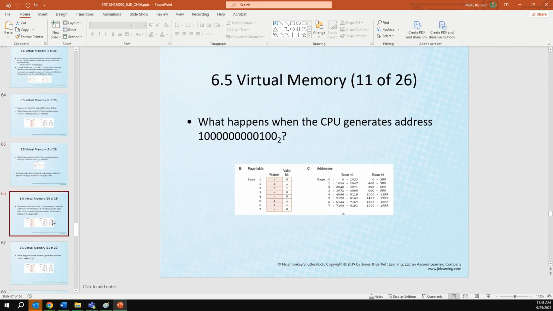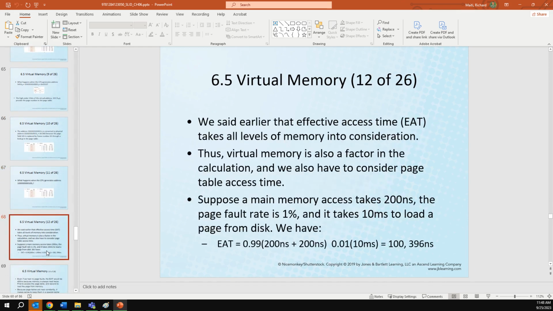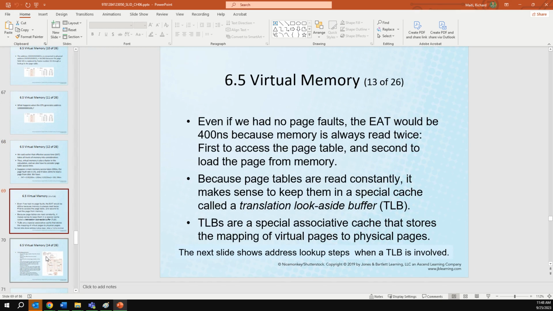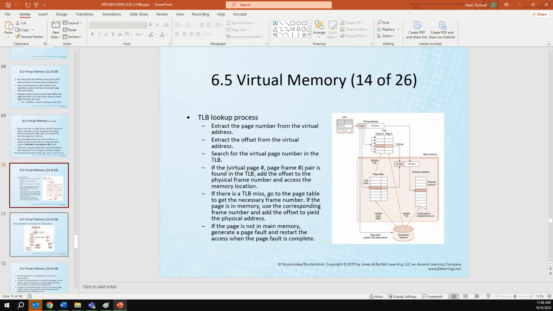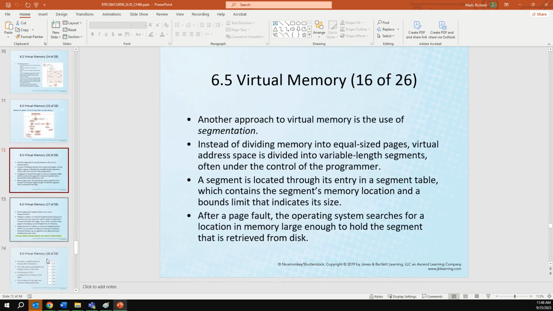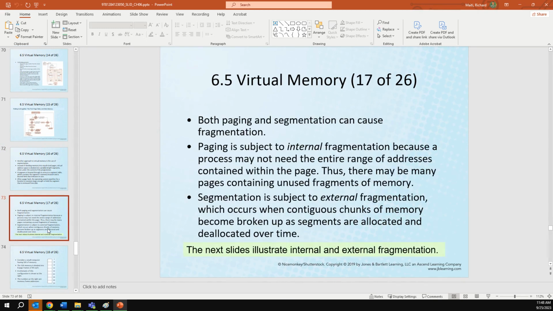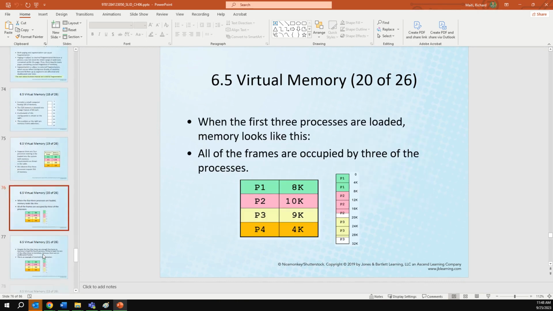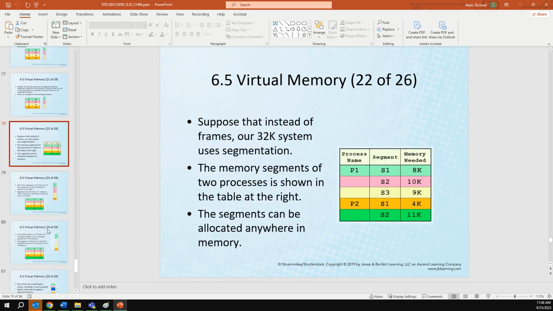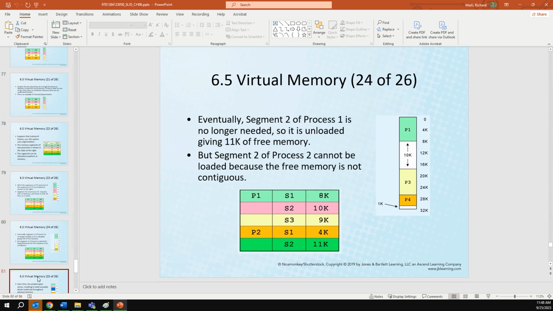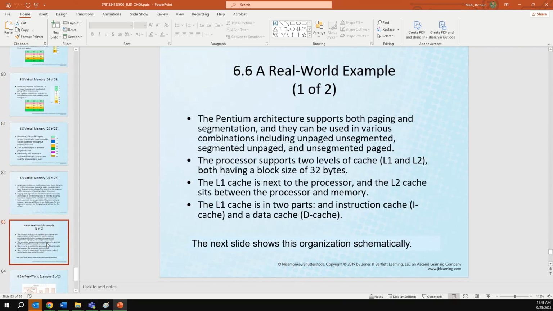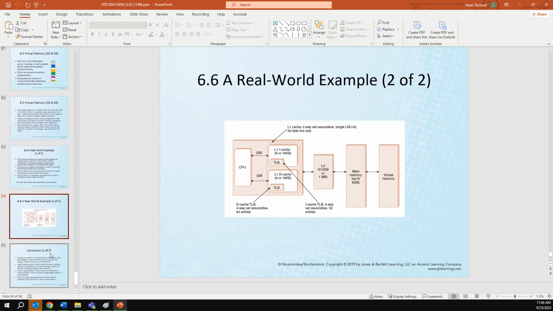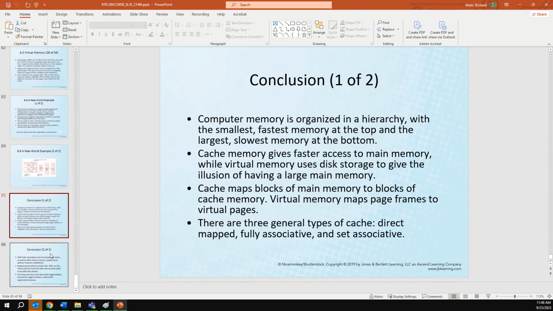So you can take a look at some of these examples. And processes. An illustration that it has here of how virtual memory works. Some real world examples by taking a Pentium architecture. So take a look at those.